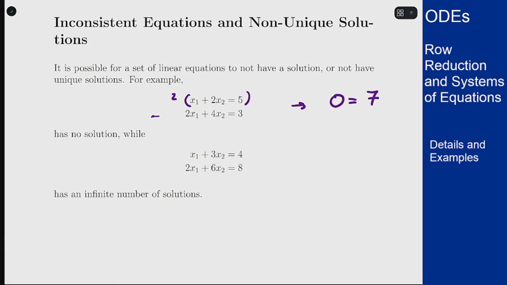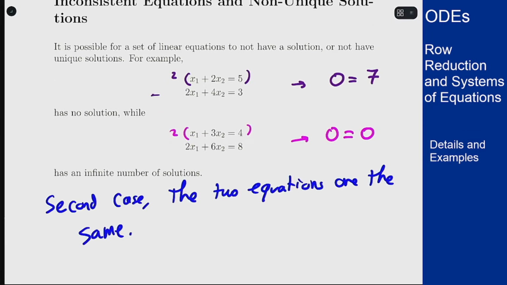For the second, if I follow the exact same approach, double this and subtract them, I'll end up getting 0 equals 0. Which doesn't necessarily mean that it's true for all x1, x2, but it means that I get down to one equation that doesn't really affect things, and I can just focus on one of the two equations before. So in the first case, there's no solution, while in the second, I get 0 equals 0, which means really these two equations are the same.